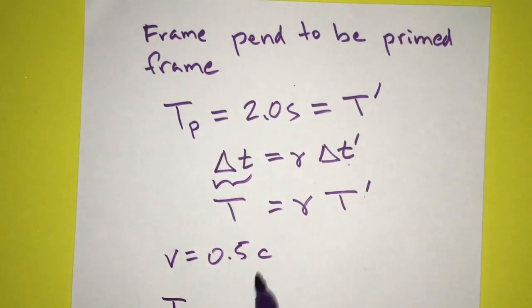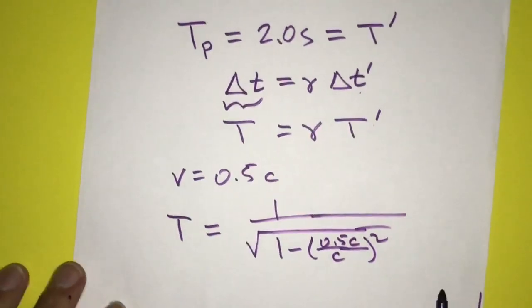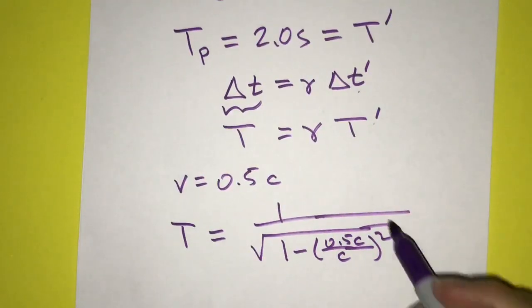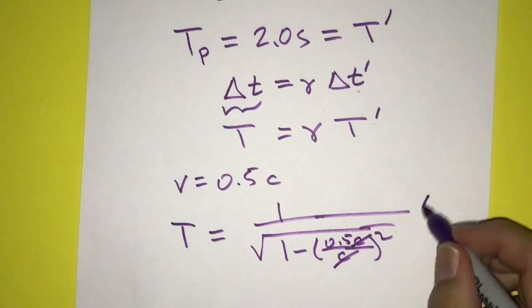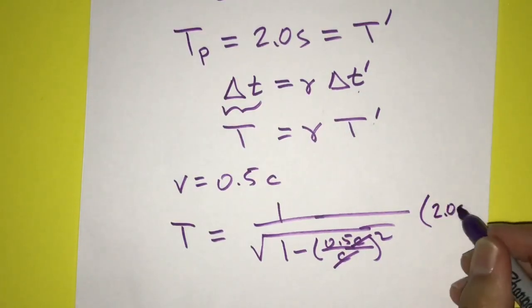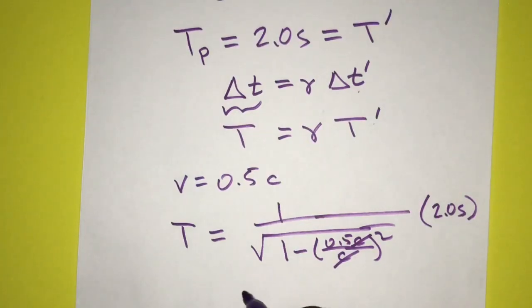So let's see, we're going to see the period of the pendulum. We're going to observe 1 over the square root of 1 minus (0.5 c over c) squared. Here we see that these c's cancel, and all this is being multiplied by 2.0 seconds, which was the period of the pendulum in the rest frame. So we should see this to be approximately 2.3 seconds.